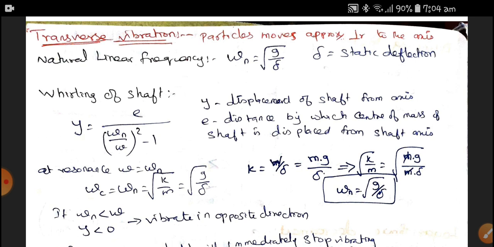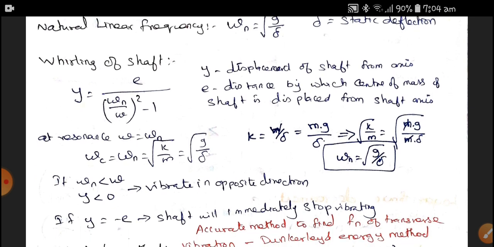The whirling of shaft, y, is equal to e divided by ((omega n divided by omega) the whole squared minus 1), where y is the displacement of the shaft from the axis, and e is the distance by which the center of mass of the shaft is displaced from the center of the axis. At the resonance condition, omega is equal to omega n. Here, omega c, which is equal to omega n, is equal to square root of k by m, which becomes square root of g by delta. That means at the resonance condition, the transverse vibration becomes linear vibration.